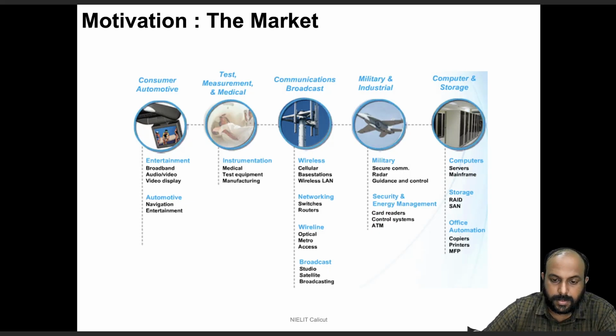So that means this particular know-how or knowledge about VLSI design and productizing using VLSI platforms finds a variety of applications irrespective of your engineering stream.